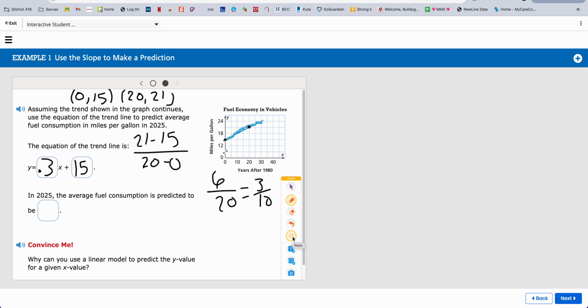Guys, some of this math is not super simple, but some of it is. Don't get tripped up on the simple stuff. You guys are not concentrating or something. So 2025, we would do y equals 0.3 times 45 plus 15. So 0.3 times 45 is 13 and a half. 13.5 plus 15 is going to be 28.5. So in 2025, the average fuel consumption is predicted to be 28.5 miles per gallon.